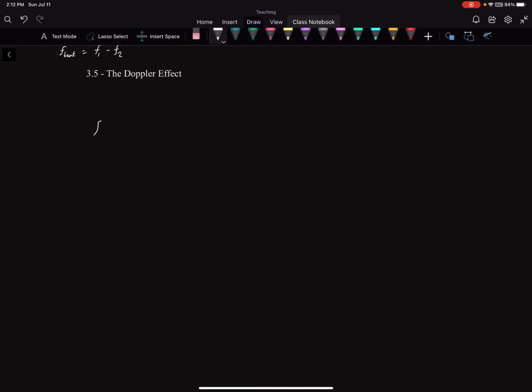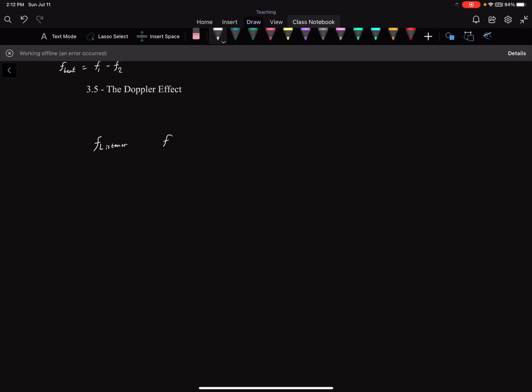One of these days when I go to write, it won't be on eraser. And we're going to say, so this is the listener, L for listener, and we're going to say S for source, right? So the frequency that the listener hears is equal to (V plus VL) divided by (V plus VS), times the frequency of the source, FS.